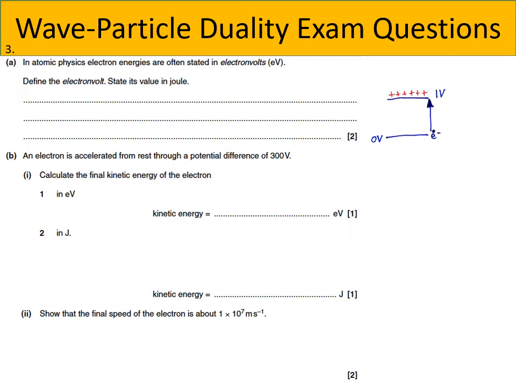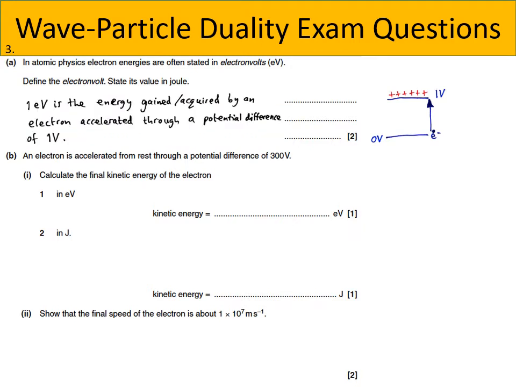So we also know that E is equal to QV. Okay, so we can say that 1 electron volt is the energy gained or required by an electron that is accelerated through a potential difference of 1 volt. Okay, on to part B. An electron is accelerated from rest through a potential difference of 300 volts.